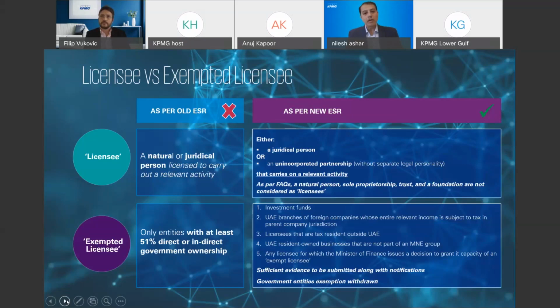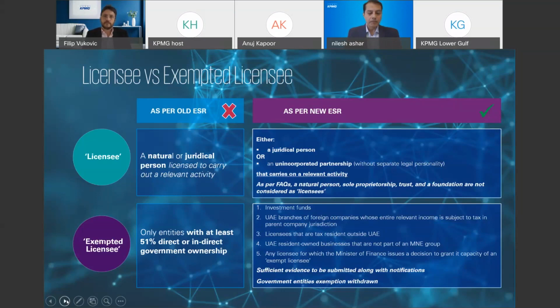But I think the more important clarification on this is that while previously there was some uncertainty as to whether you ought to be a licensee first and to be in scope of the regulation, or did you need to actually carry out the relevant activity, I think it's fairly clear now that it does not matter what the license or the trade license says. If you are carrying on a relevant activity, being a juridical person or an unincorporated partnership, you are in scope of the regulations.